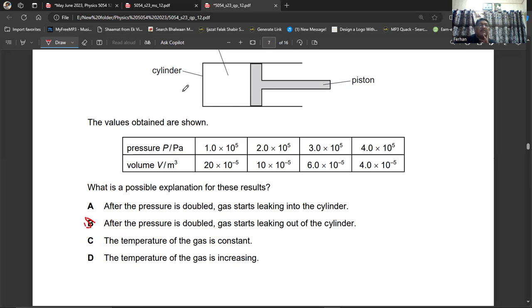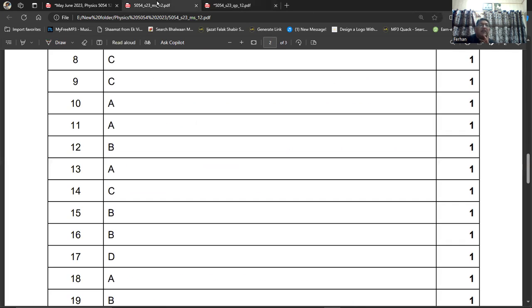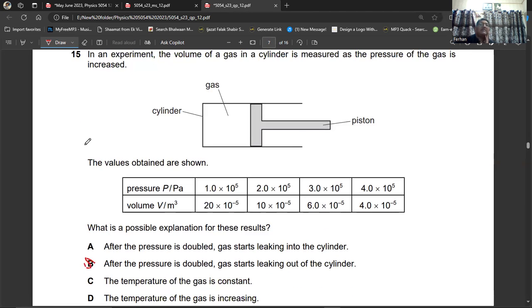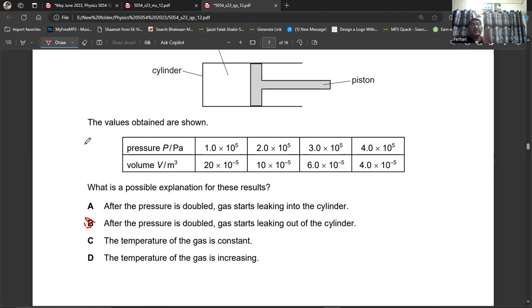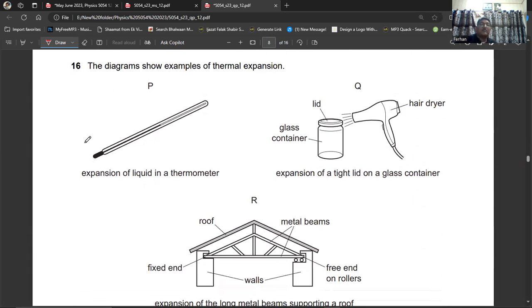I think this is question number 15. So 15B is the right answer, sir. It's a very tricky question. It's a brand new question.